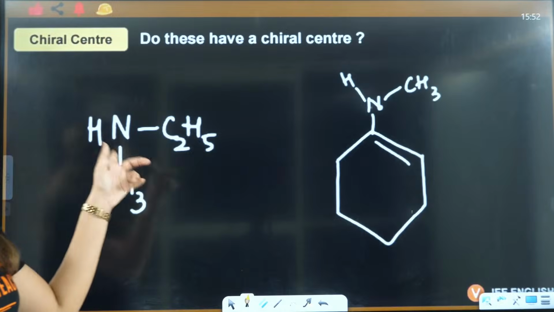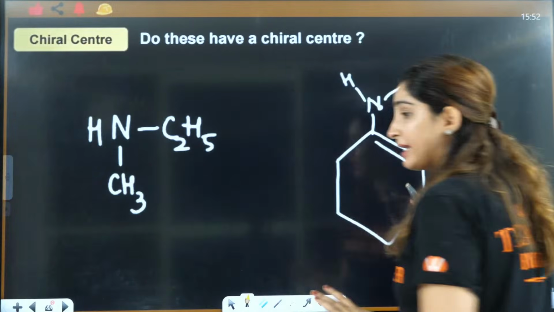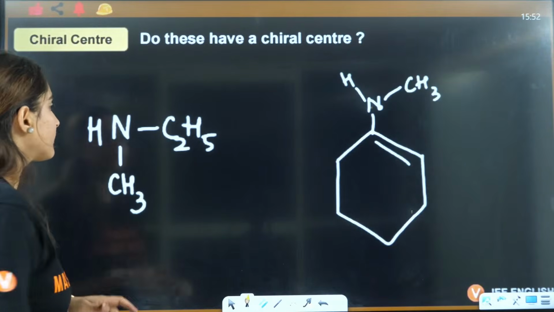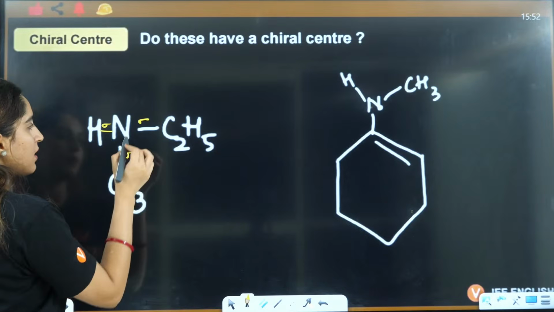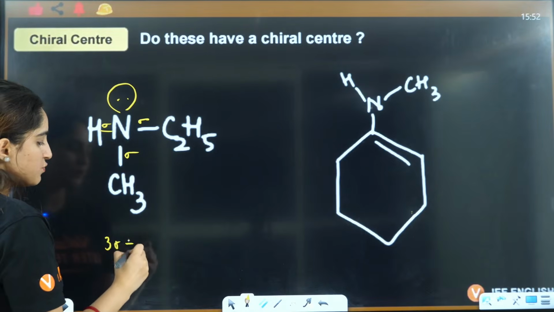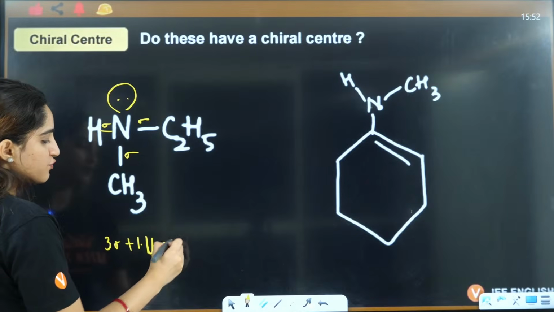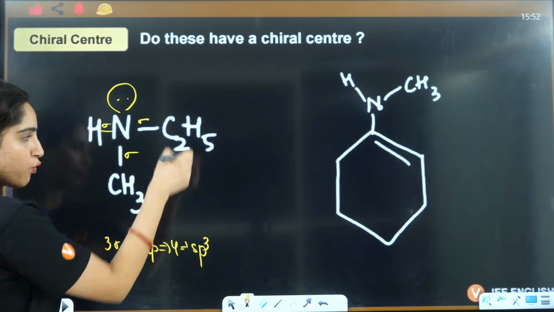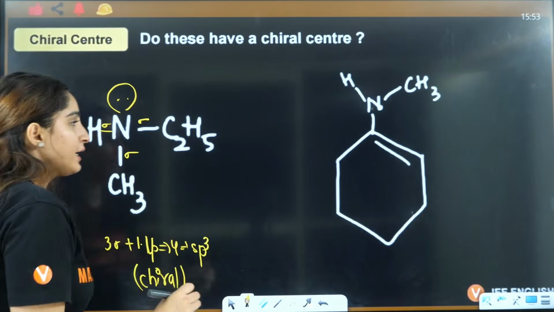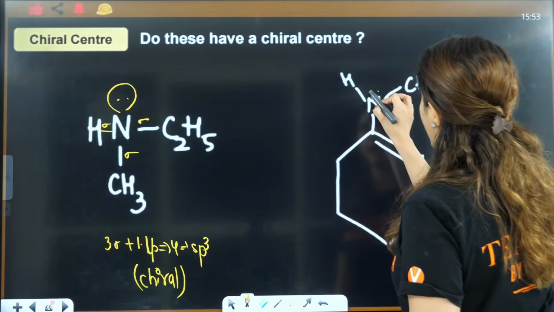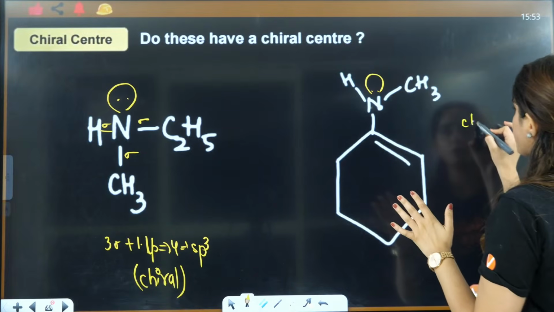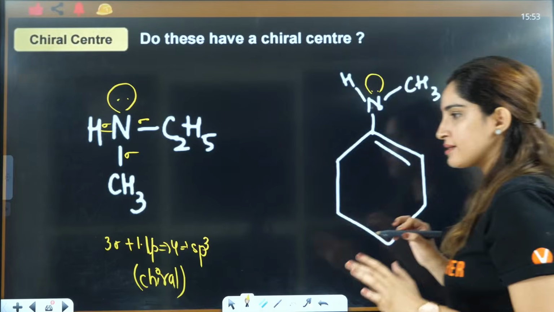Now these two questions are very important for you. Because here we usually think that, okay ma'am, this is sigma, sigma, sigma, and here you will have one lone pair, which is another 3 sigma plus 1 lone pair. Ma'am, it is 4, so it is sp3, and all the 4 are different, so this will be chiral. Here also we discuss the same: we have one lone pair, 1, 2, 3, 4, all the 4 groups are different, so this will also be chiral, right?